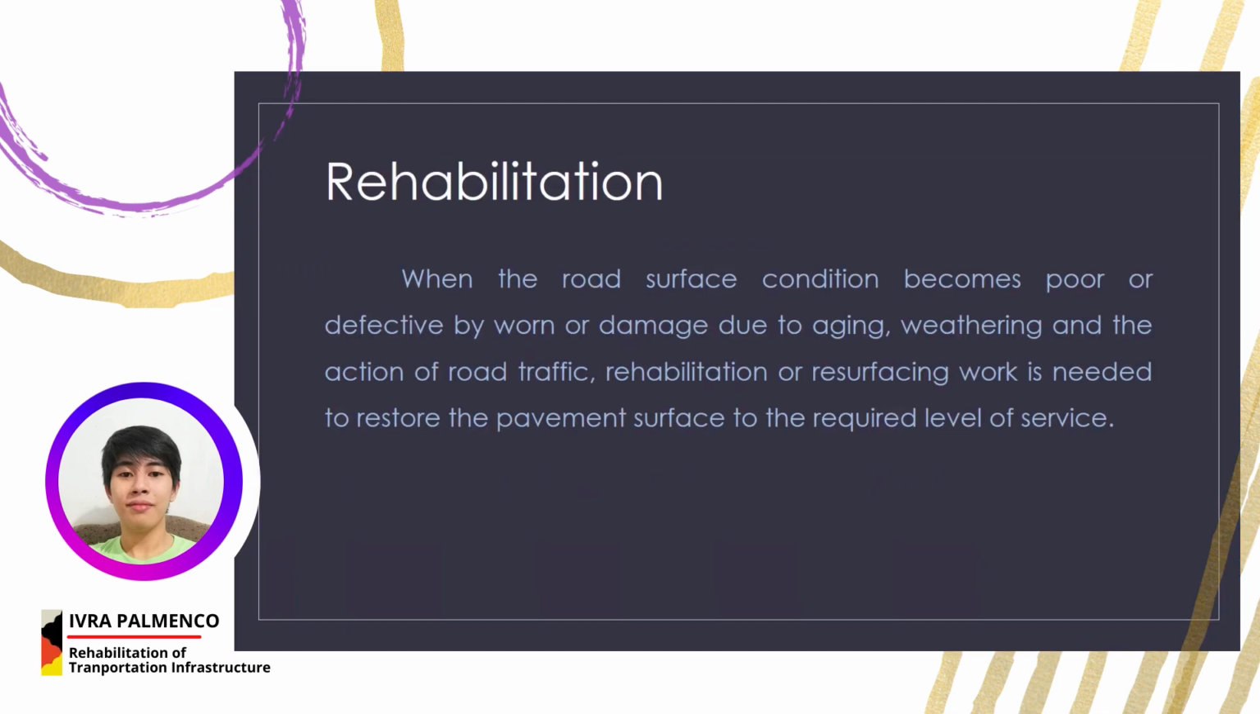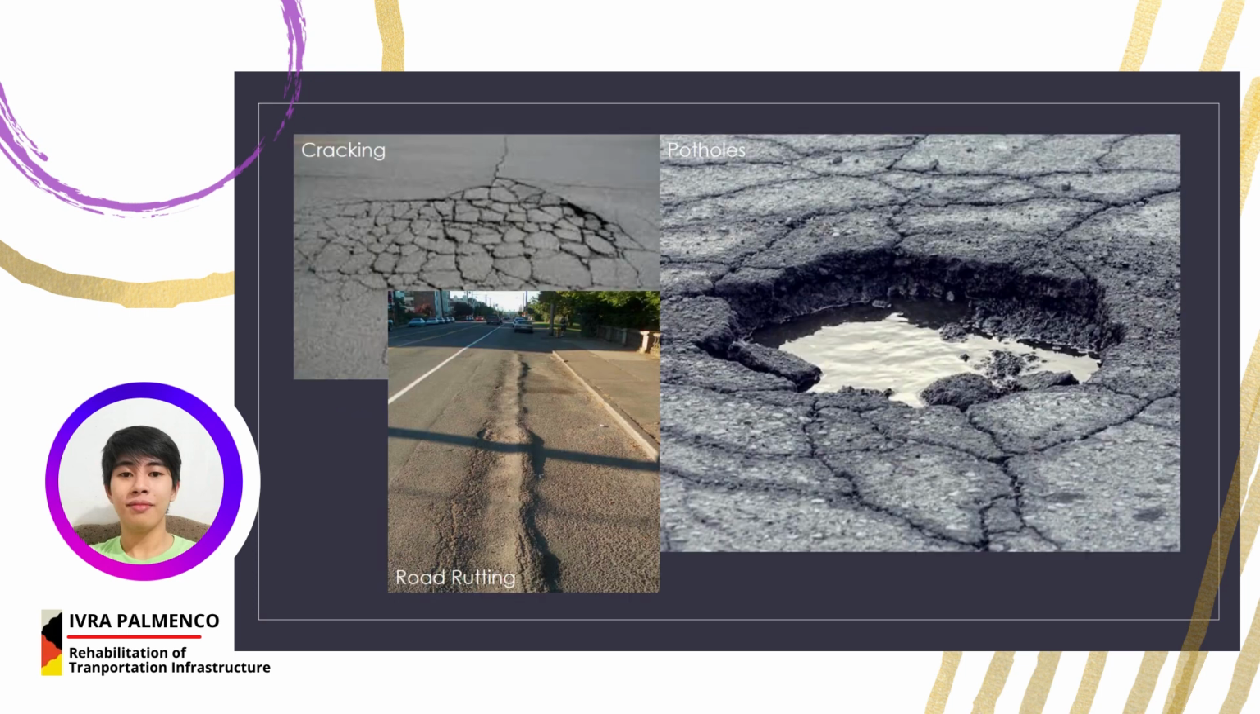Rehabilitation. When the road surface condition becomes poor or defective, worn or damaged due to aging, weathering, and the action of road traffic, rehabilitation or resurfacing work is needed to restore the pavement surface to the required level of service. Here, we can see the most common types of damage that affect roads and pavements. We have cracking, potholes, and road rotting or depressions.